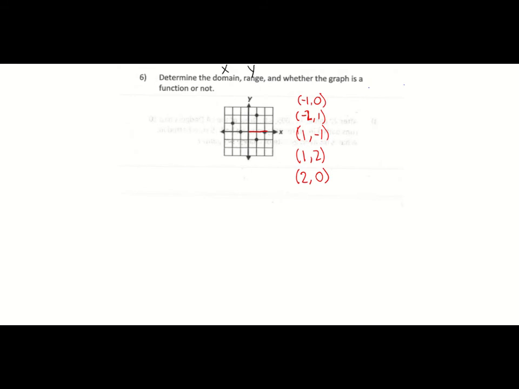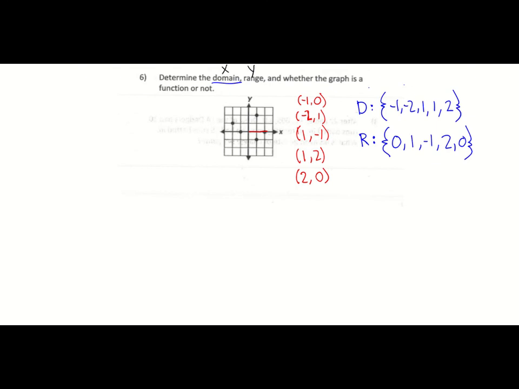This makes it easy because my domain is all my x values. So if I list those out, my domain is going to be -1, -2, 1, 1, and 2. My range is going to be all of my y values. So that gives me 0, 1, -1, 2, and 0. So I did the first part. Now I have my domain and range.